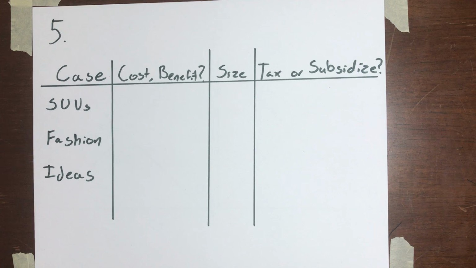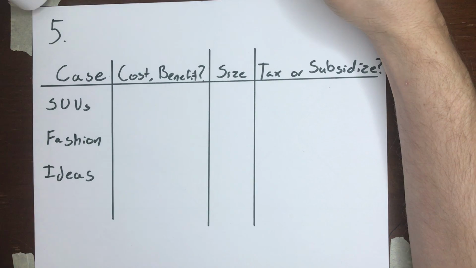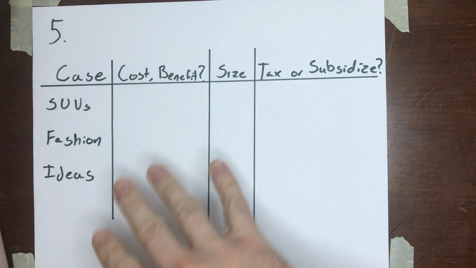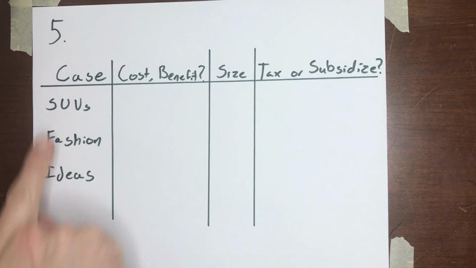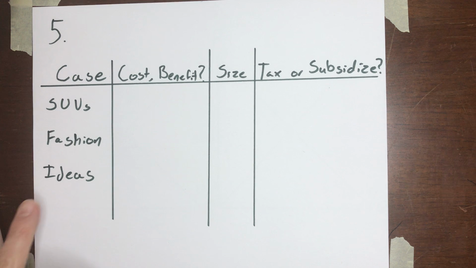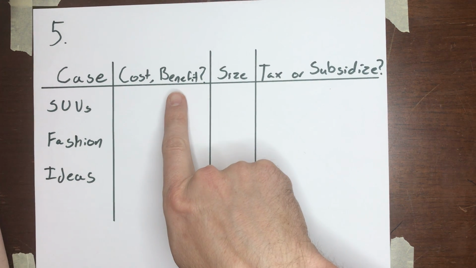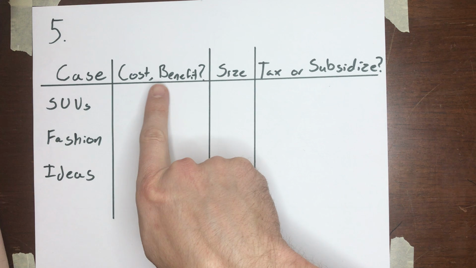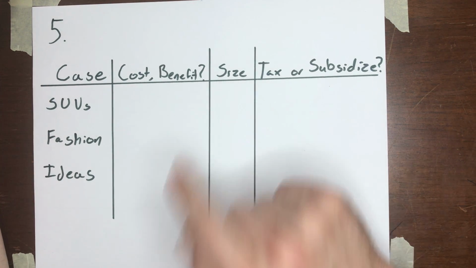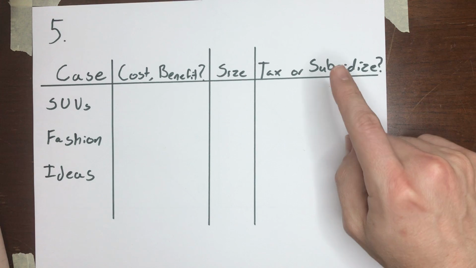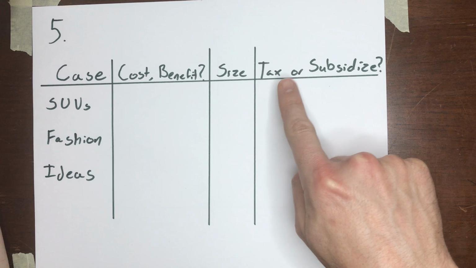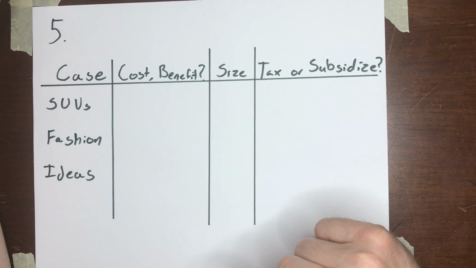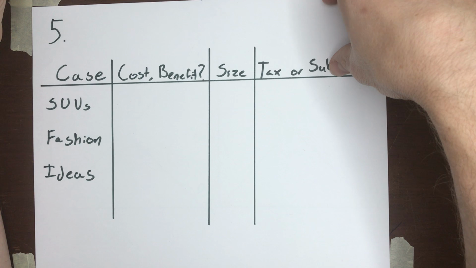So that brings us to problem 5 in Facts and Tools. I'm not going to read all of the lead-in material, but basically you're given a table that gives you 3 different cases: SUVs, fashionable clothes, and ideas. You're supposed to indicate whether what is being discussed is an external cost or benefit, what is the size of that external cost or benefit, and given what we know about economics, would that suggest that we should tax or subsidize this market? Okay, so we start with the case of SUVs.